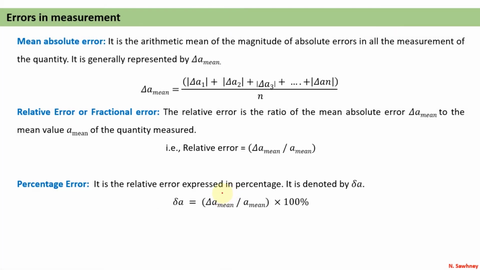Mean absolute error is the arithmetic mean of the magnitude of absolute errors in all measurements of the quantity. Mean is calculated by considering all errors in individual measurements as positive, like this, divided by the number of observations. Relative error or fractional error is the ratio of the mean absolute error to the mean value of the quantity measured. That is, relative error is the ratio of the mean absolute error and arithmetic mean. Now, percentage error is simply the relative error when expressed in percentage, like this.